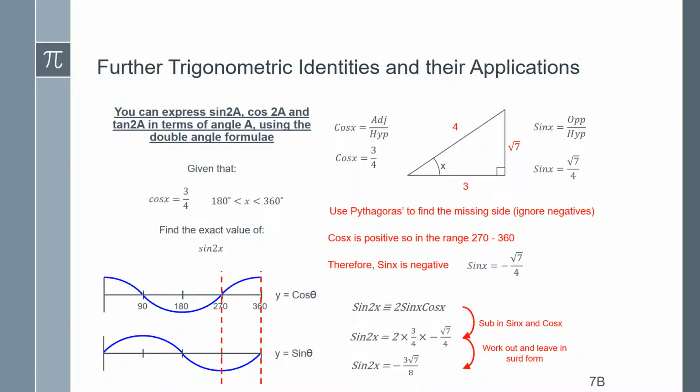So we've seen this method a number of times now for finding sine, cos or tan by drawing a triangle and using the idea of the shapes of the graphs. This is an extension of the same idea.